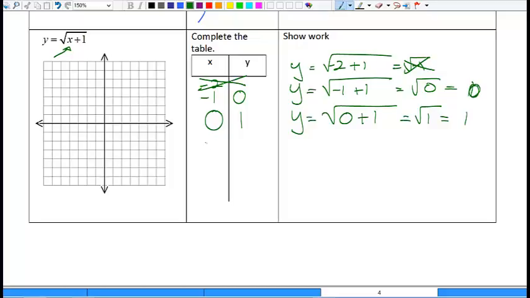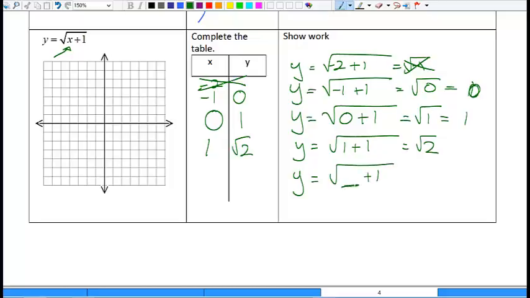Okay, so let's try the next one, 1. 1 plus 1 is the square root of 2, which, I don't know, that's like 1.4. It's an okay point. It's a good solution. It's just not something that I'm going to be able to graph very well, okay? So I probably won't graph that one. So I guess what I'm looking for is what value plus 1 adds to a perfect square.